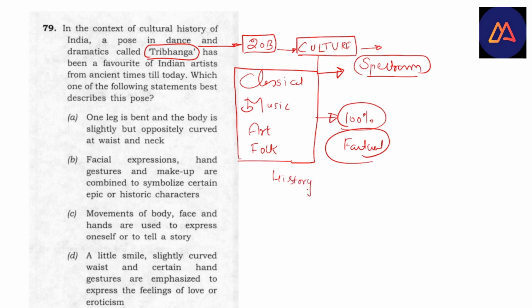See, however much you read, you should know a little bit of facts for deciphering this. And how many years you read the facts. For example, Tribanga: if you are an artist, you will know that Tribanga is supposed to be some dance form, but other than that, if you have to remember, you have to go for this revision at the last moment.